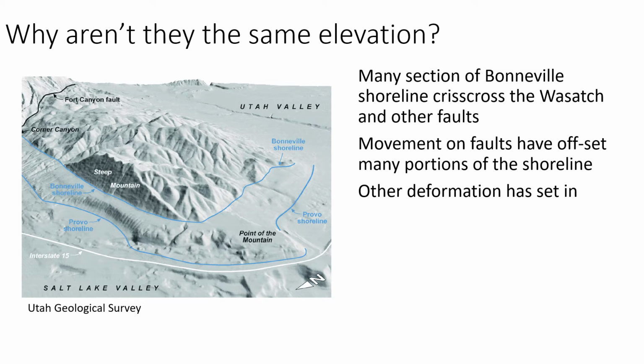One is that many sections of the Bonneville shoreline crisscross the Wasatch Fault and other faults up and down the mountain front. And so where these faults have moved since the shoreline formed, sections of the shoreline may be displaced relative to each other. Also, some other deformation has happened since the time of Lake Bonneville.